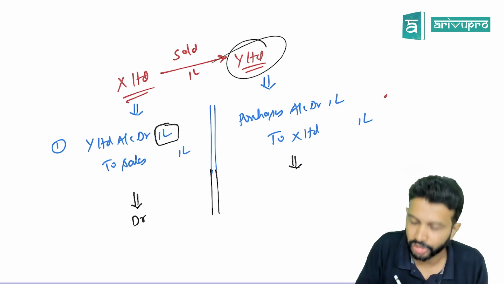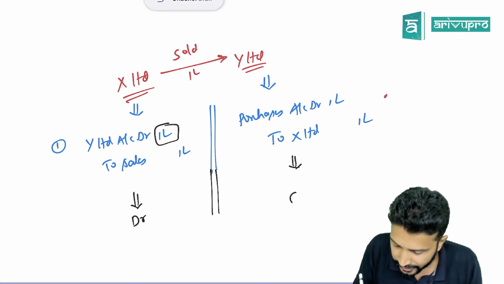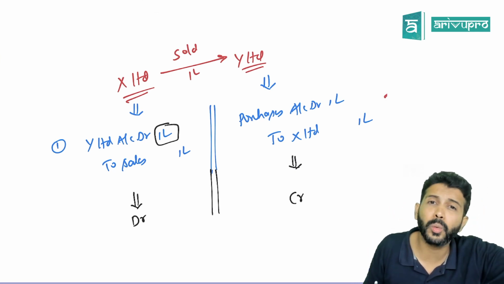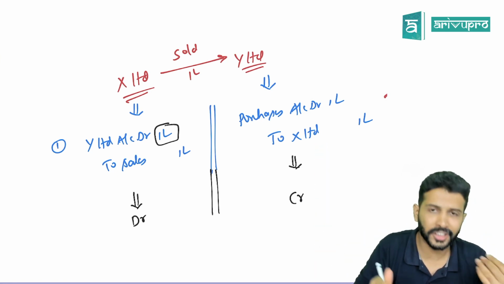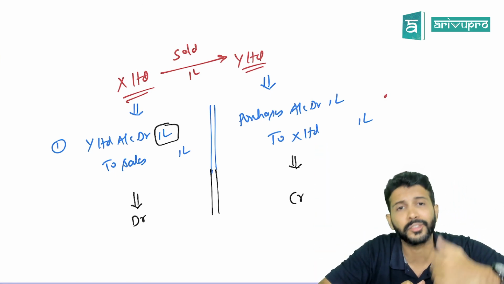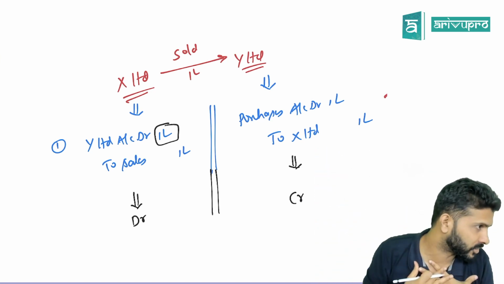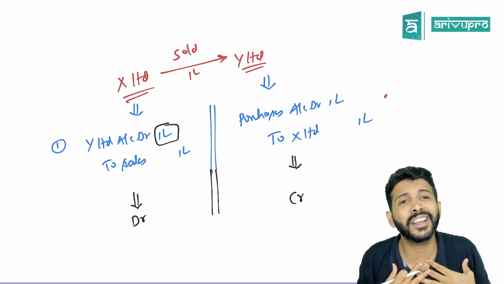Now check here. Y Limited books mein, what did they do for X Limited? Did they debit or did they credit? Credit. That means what? Debit for one person will be equal to credit for another person. Agree or no? If it is an expense for one person, for the other person it will be an income. Like you have paid us the coaching fees. For you it is an expense, but for us it is an income.